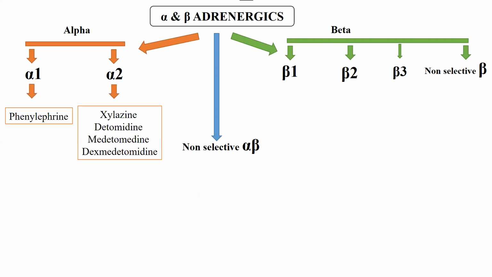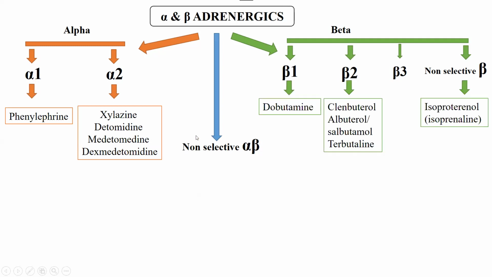So, in alpha 1, we have phenylephrine. In alpha 2, xylazine, detomidine, medetomidine, and dexmedetomidine. In beta, we have beta 1 dobutamine, beta 2 clenbuterol, albuterol, that is also called salbutamol, and then terbutaline. Here in non-selective, we have isoproterenol, that is also called isoprenaline, and in the beta 3, we don't have any drug acting as such.